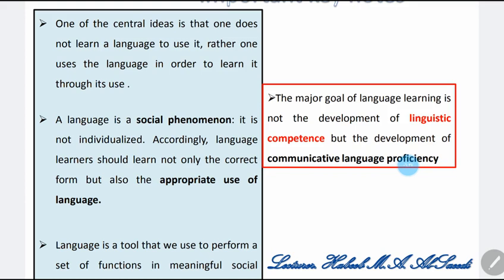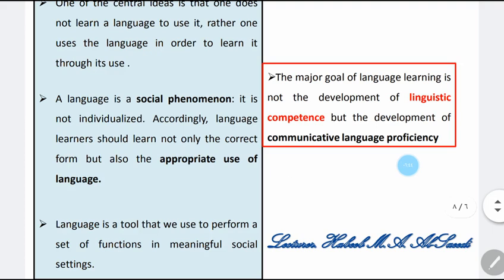A language is a social phenomenon. It's not individualized. That means learning a language should not be based on individual activity, where only one person works individually, reads and memorizes and does these things to be able to communicate in the target language. Rather, it is a social phenomenon. That means you have to communicate with others, cooperate with others, and interact with others to be able to learn the language and to use it correctly. Accordingly, language learners should learn not only the correct form, but also the appropriate use of the language.